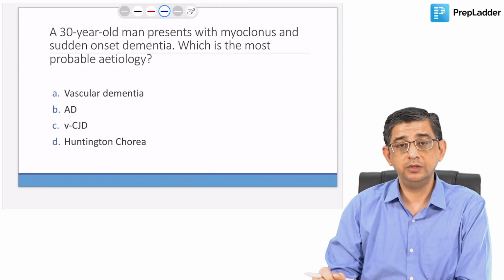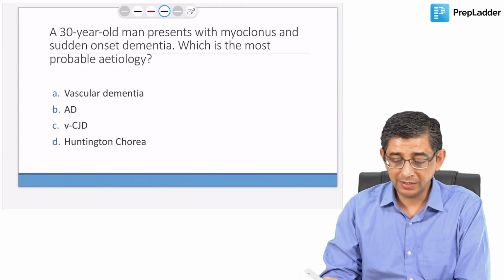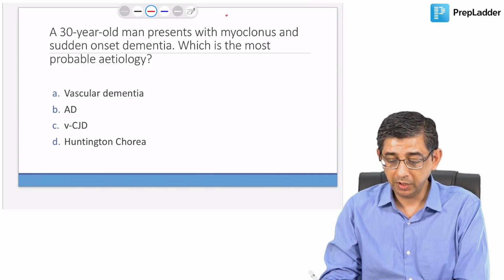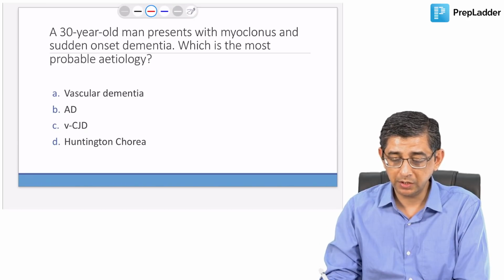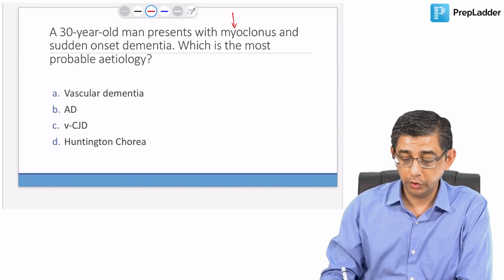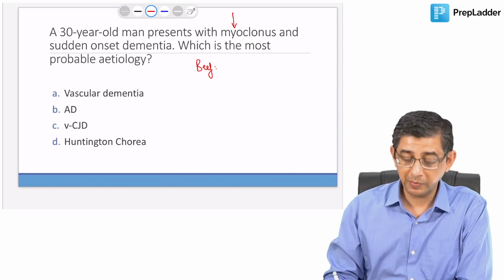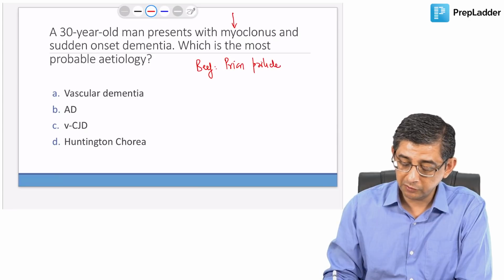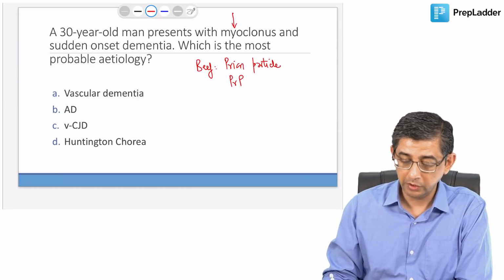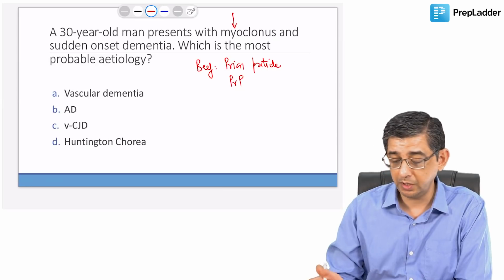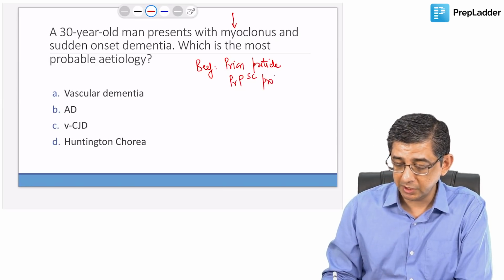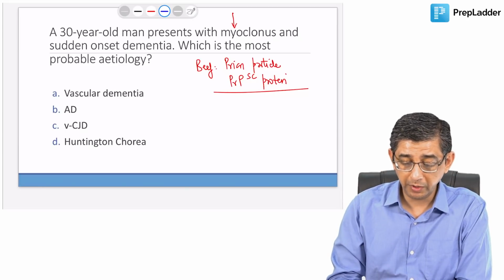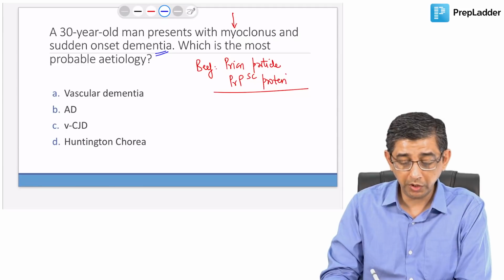The next question talks about a 30-year-old man presenting with myoclonus and sudden onset dementia. What is the most probable etiology? Please appreciate whenever you read about myoclonus and sudden onset dementia, the presentation is due to consumption of beef. This person has consumed prion particles. Due to consumption of prion particles, he will be developing an abnormal protein in the cytoplasm of the neurons that is called PrPSc protein. This presentation will cause sudden onset dementia in a young chap. Normally, you read about dementia in an 80-year-old man, not a 30-year-old.